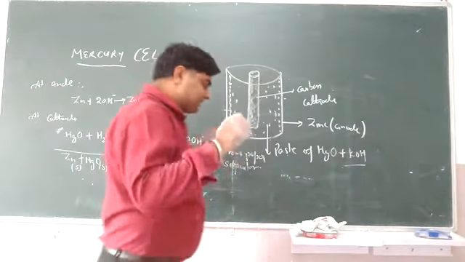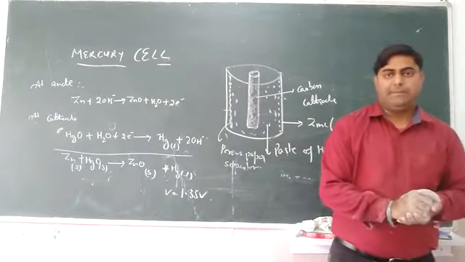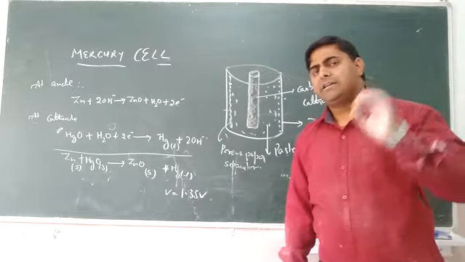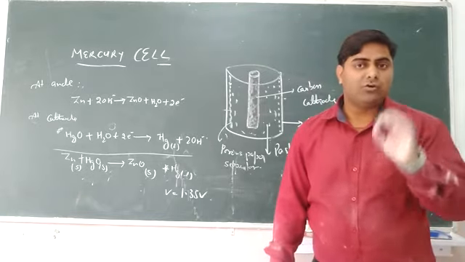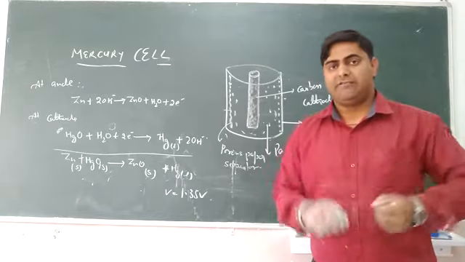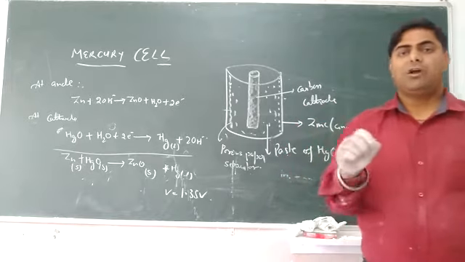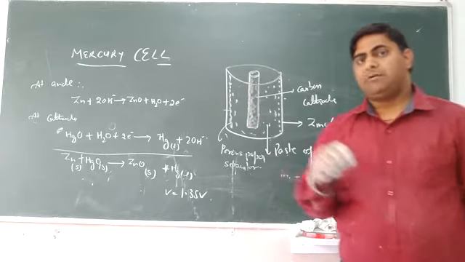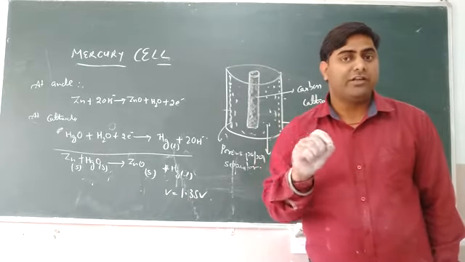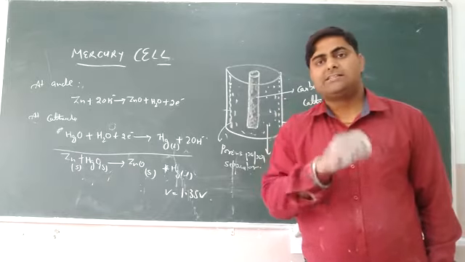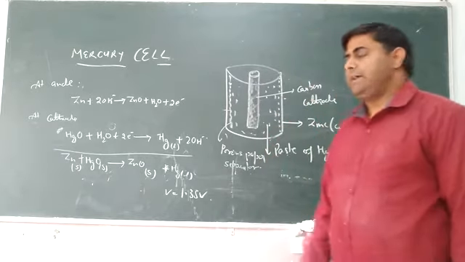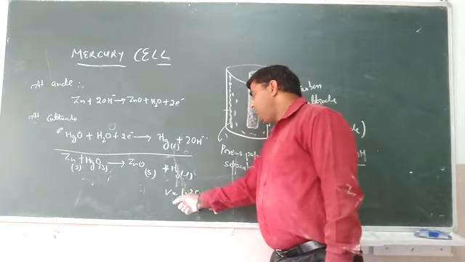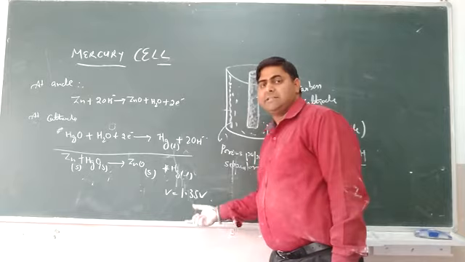Now we are going to discuss a very important cell whose name is mercury cell. A mercury cell is a cell which gives a constant voltage throughout its life, and its constant voltage is 1.34 volt. Keep in mind, the question comes in exam, name the cell which gives a constant voltage throughout its life, and that cell is mercury cell. Why does mercury cell always give a constant voltage of 1.35 throughout its life?